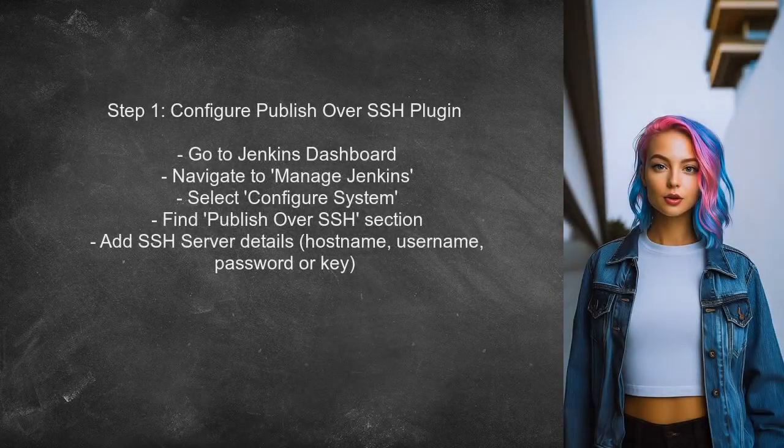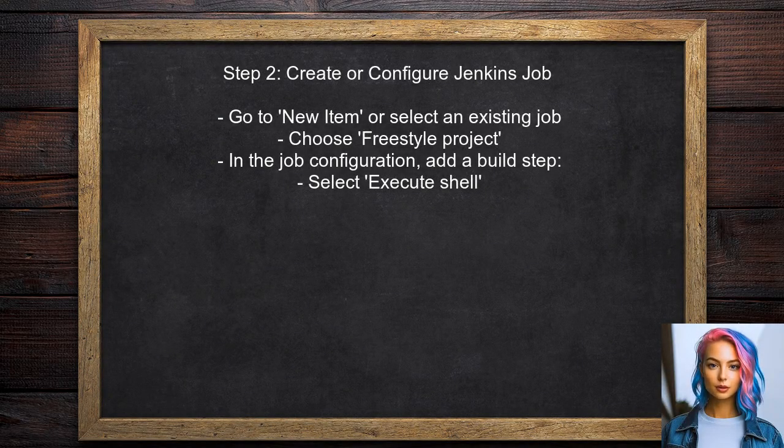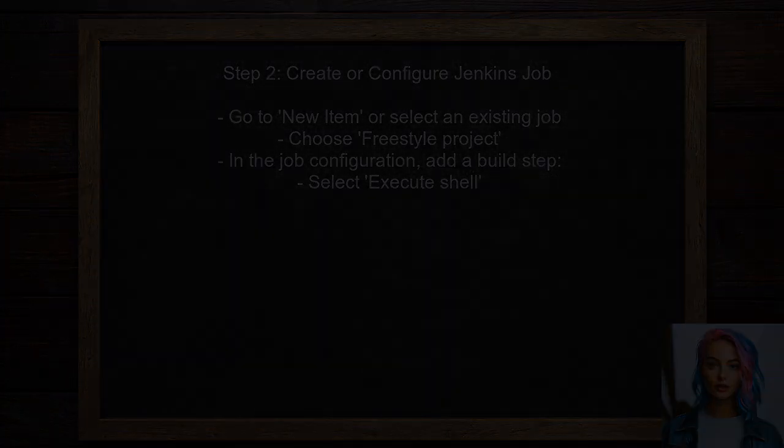To download files from a remote server using Jenkins, the user should first ensure that the Publish over SSH plugin is properly configured. This includes setting up the SSH server details in Jenkins. Next, the user needs to create a new Jenkins job or configure an existing one. In the job configuration, they should add a build step to execute a shell command.